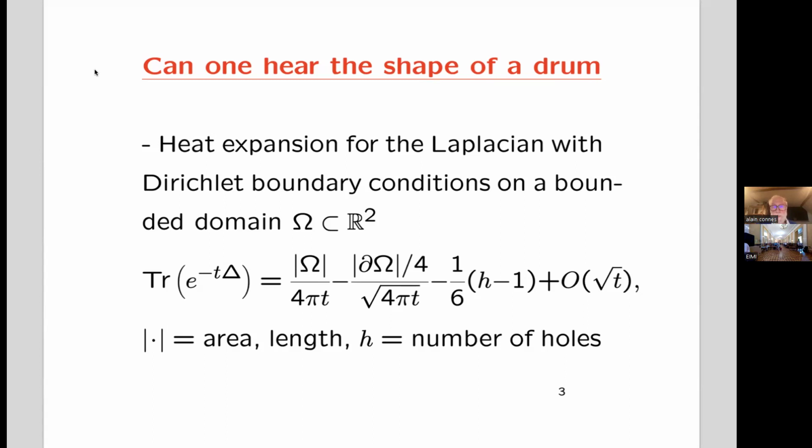Now, what happens when you have a shape of 2 dimensions, like a drum, is that the heat expansion, the expansion of the trace of the exponential of minus t delta, where delta is a positive Laplacian, gives you some information. It gives you information about the area. It gives you information about the length of the boundary. And it also gives you information about the number of holes. Okay. So there are plenty of examples where this type of computation has been done.